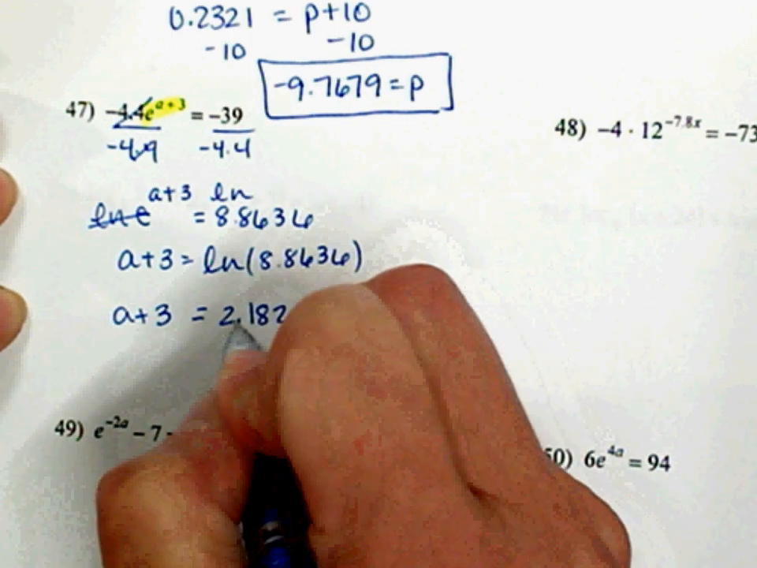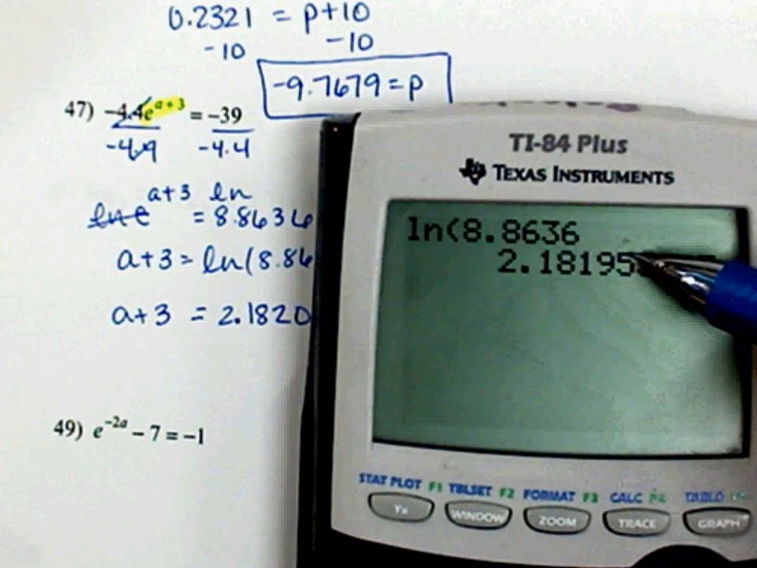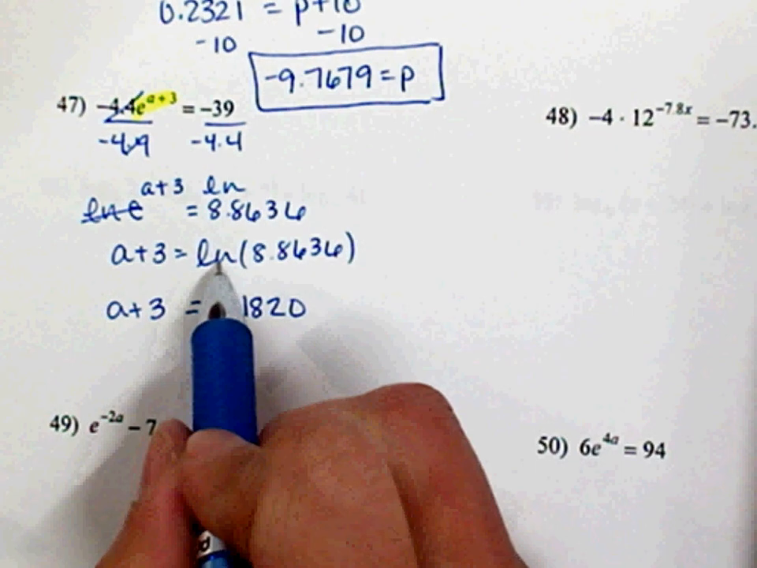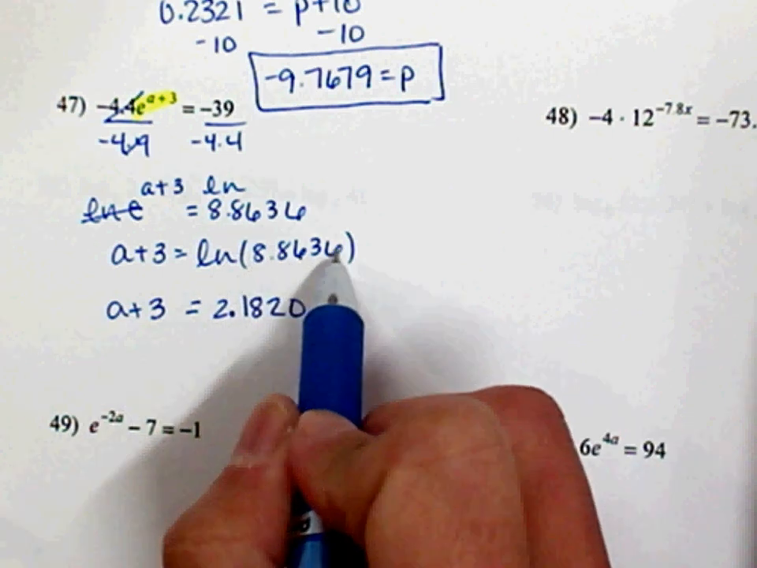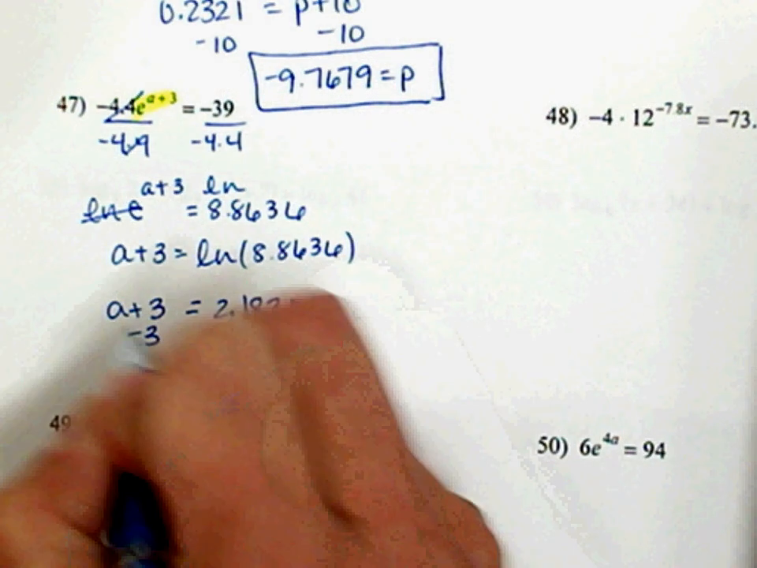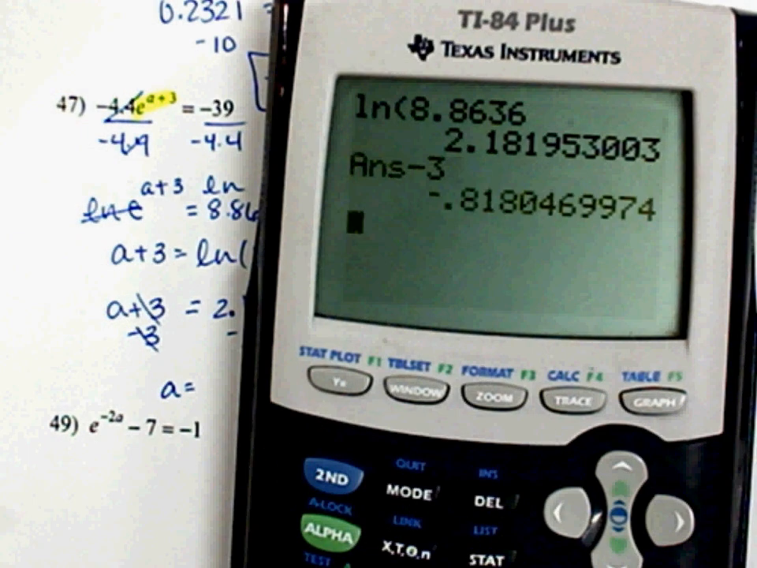So I'm rewriting this, so you have a plus 3 equals 2.1820, or you can do 19. I just round it because this is a 5, round this up. All right, so the natural log of 8.8636 is that number. Subtract 3 from both sides. So I can just go minus 3. Comes out to be negative 0.8180.